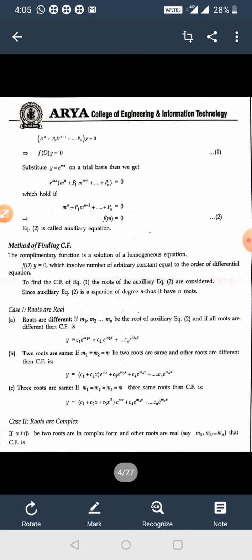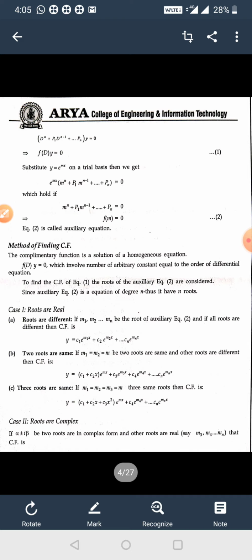First, if the values of m are real and the roots are different, then m1, m2 up to mn are the different roots of the auxiliary equation. Then the solution is given by y equals c1 e to the power m1x plus c2 e to the power m2x plus c3 e to the power m3x and so on.